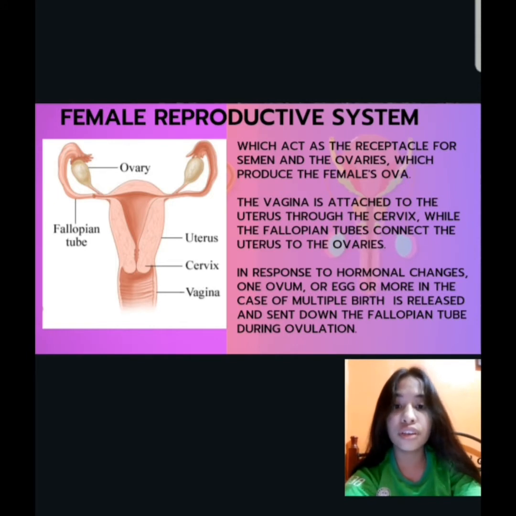The vagina is attached to the uterus through the cervix, while the fallopian tubes connect the uterus to the ovaries. In response to hormonal changes, one ovum or egg, or more in the case of multiple births, is released and sent down the fallopian tube during ovulation.